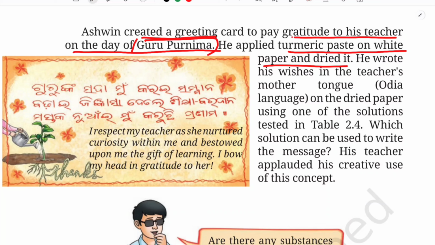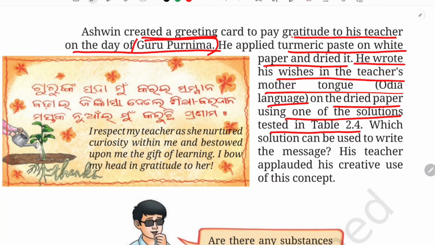Okay, and what did he do? How did he make his greeting card? He made it a very creative one. He applied turmeric paste on a white paper and dried it, on a complete white paper. And after that, what did he do? He wrote his wish in the teacher's mother tongue, Odia language, on the dried paper using one of the solutions tested in table 2.4.